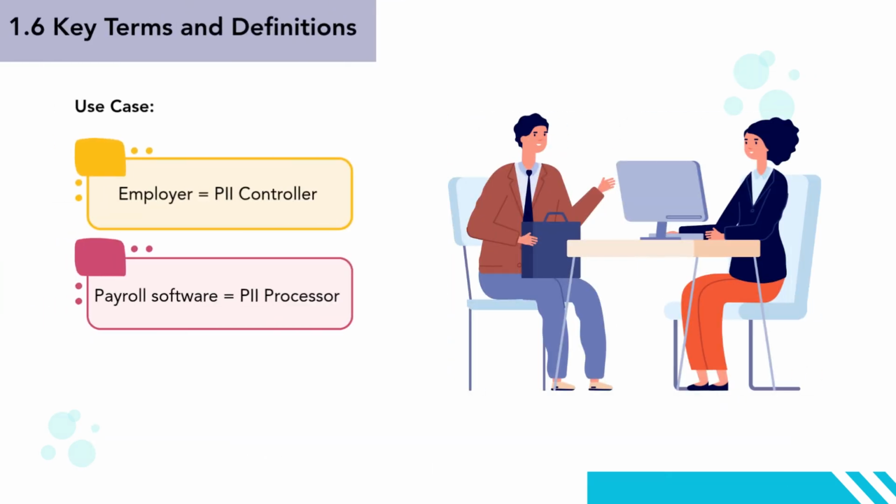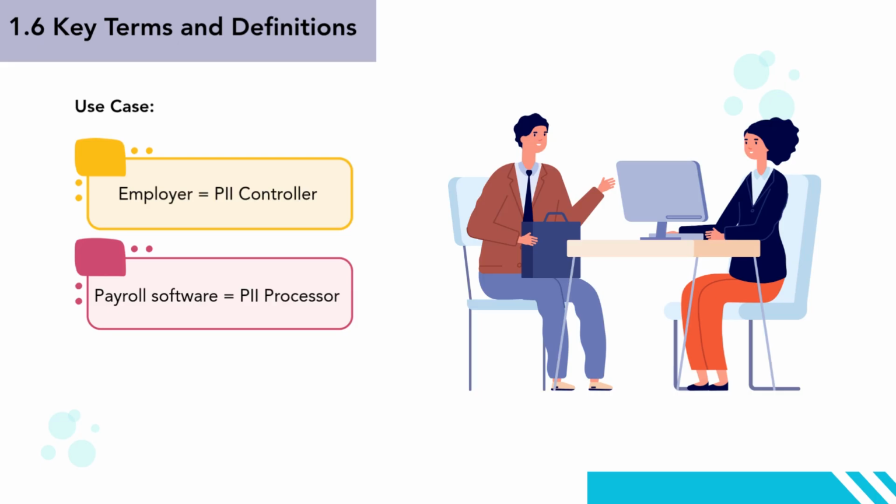This practical example demonstrates the controller-processor relationship in employee data management. The employer acts as the PII controller, making key decisions about what employee data to collect, why it's needed, and how it's used for payroll, benefits, and compliance purposes. The payroll software company serves as the PII processor, handling employee data strictly according to the employer's instructions without making independent decisions about the data.